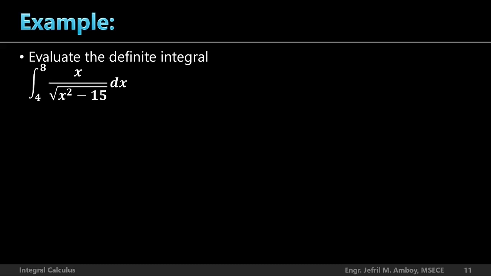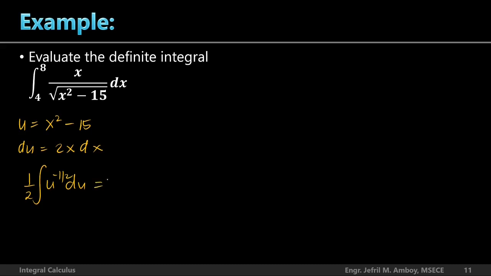Evaluate the definite integral x dx over the square root of x squared minus 15 from 4 to 8. So again, your first instinct here would be to use substitution. And we will let u be equal to x squared minus 15. And du will be 2x dx. So now I can write the given integral in terms of u alone. This x dx will be replaced with 1/2 of du. 1/2 of du. Tapos ito, u raised to negative 1/2. Kasi po nasa ilalim yung square root. So pag iniangat ko, magiging negative siya.